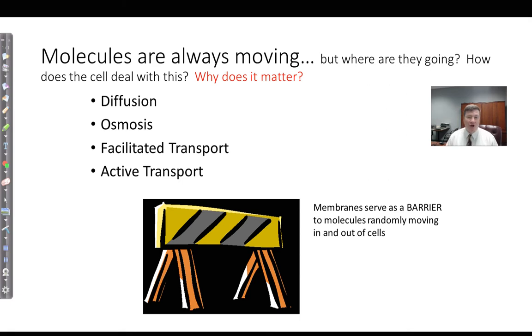So molecules are always moving. They're always bouncing off one another, and they're moving around. And cells have to deal with this. If cells were to not have some way of regulating molecular movement, cells are going to quickly die because they have to control what comes in and what goes out. But first, we'll focus on diffusion, then osmosis and facilitated transport, after transport in other videos.